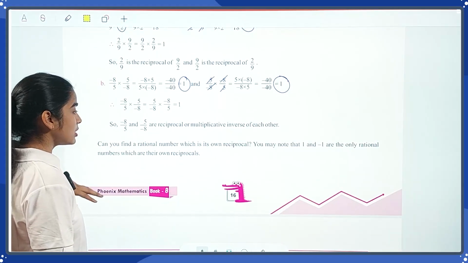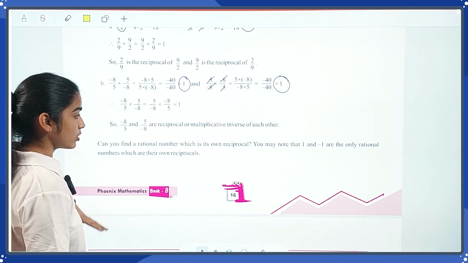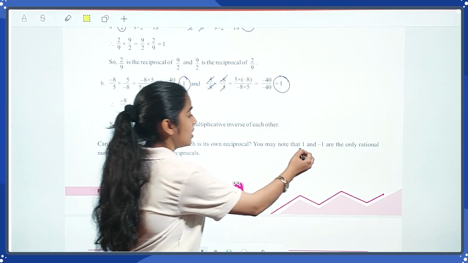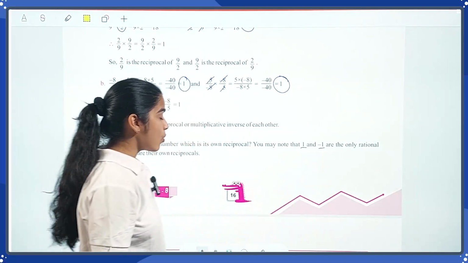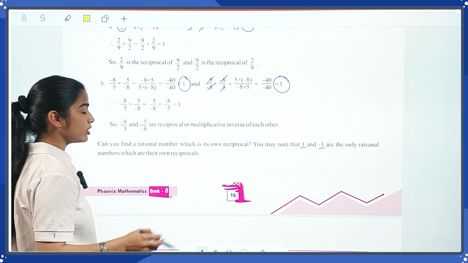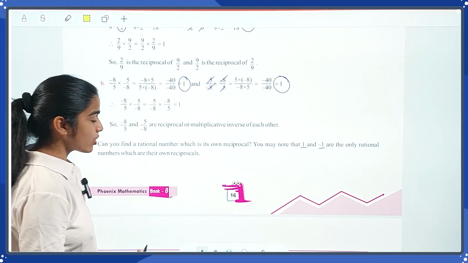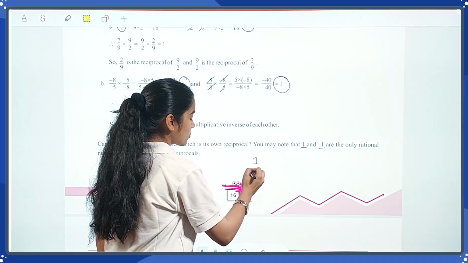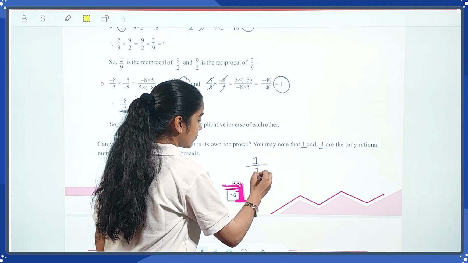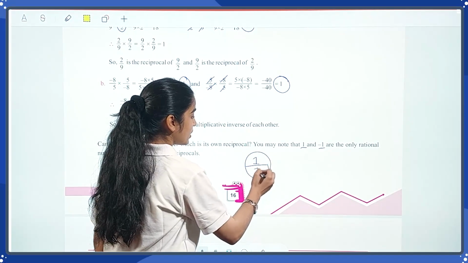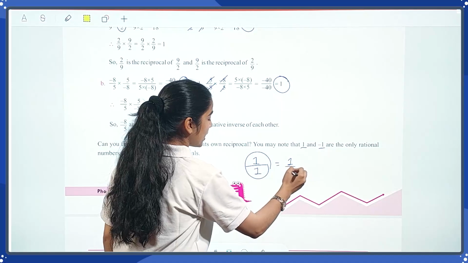Can you find a rational number which is its own reciprocal? So you may know that 1 and minus 1 are the only rational numbers which are their own reciprocals, because while we have 1, what we understood is that there is a denominator of 1. So the reciprocal of 1 by 1 will remain the same, 1 by 1.